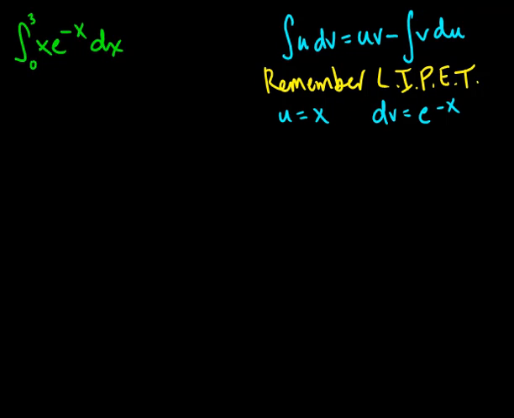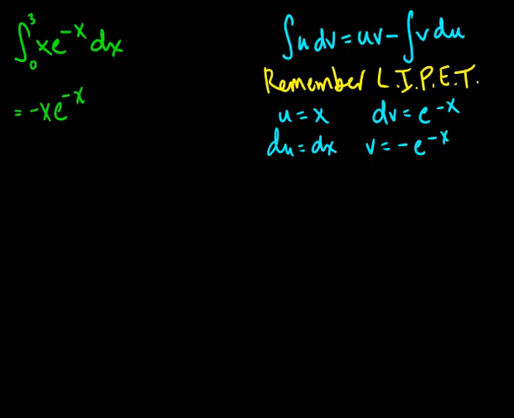And the differential of u is dx, and the integral of dv is negative e to the negative x. Ordinarily we would do u substitution with e to the negative x, but I think it's clear that the result of that will just be negative e to the negative x. Now we're ready to put it together.